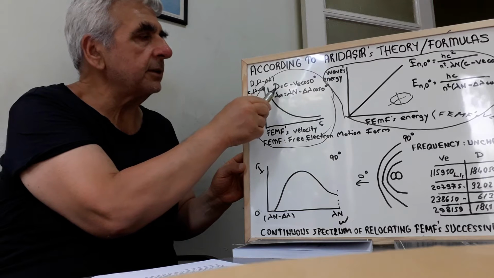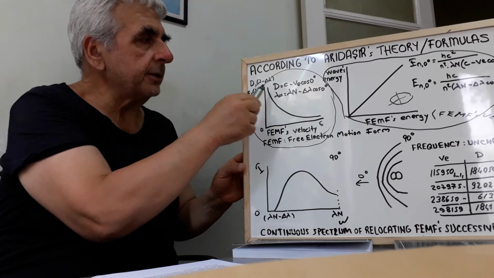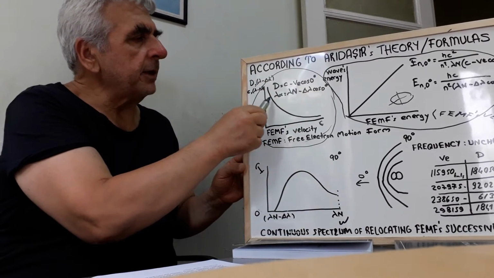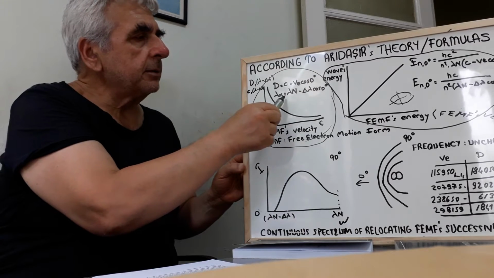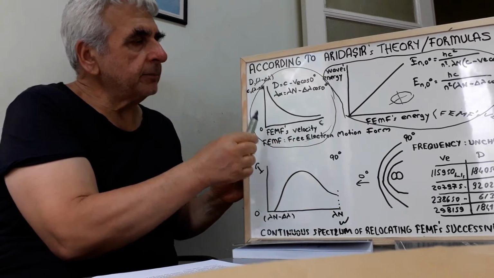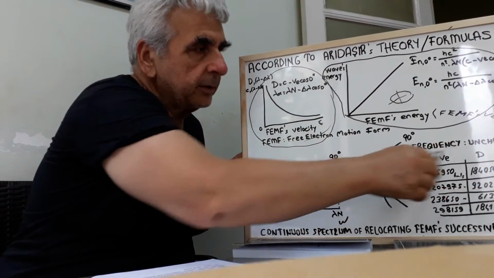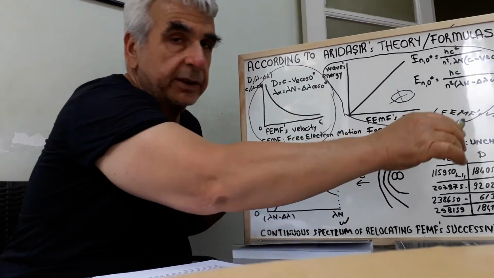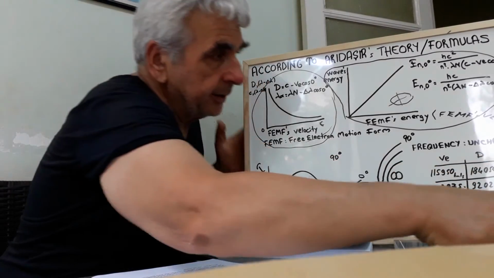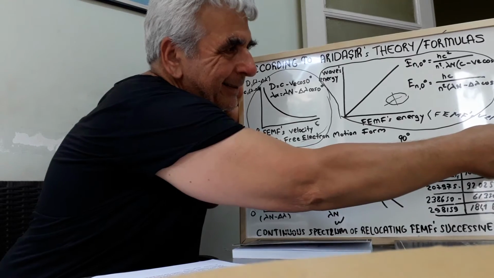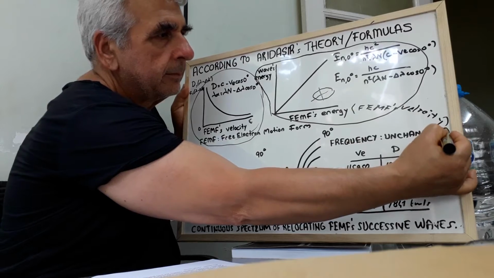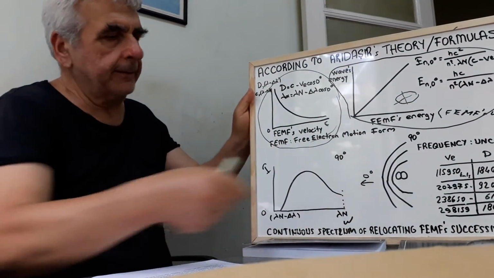Successive waves' velocity is variable according to my theory and my formulas, and this is my formula. And lambda is variable according to my theory and my formula. Okay. And frequency unchanged. Frequency doesn't change.